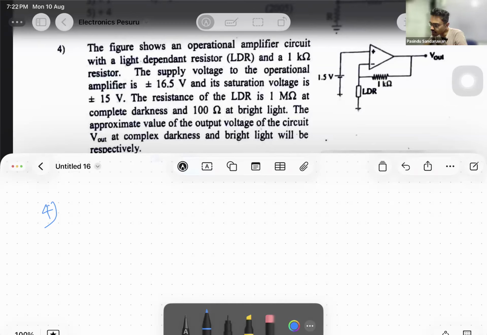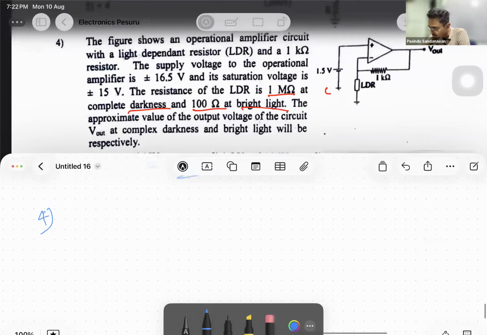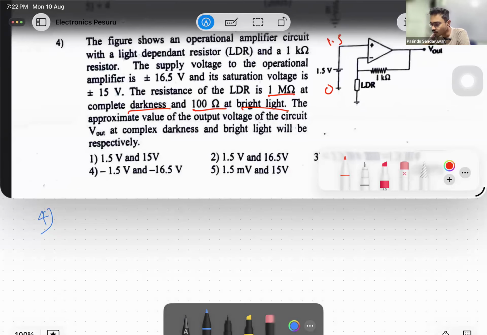The resistance of the LDR is 1 mega ohm at complete darkness and 100 ohms at bright light. The approximate values of the output voltage V out of the circuit at complete darkness and at light are asked. Again, this is grounded at 0 and V in is now 1.5.